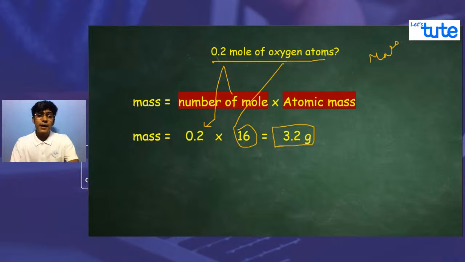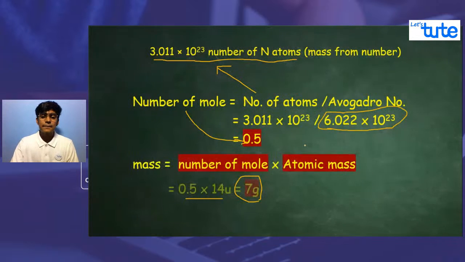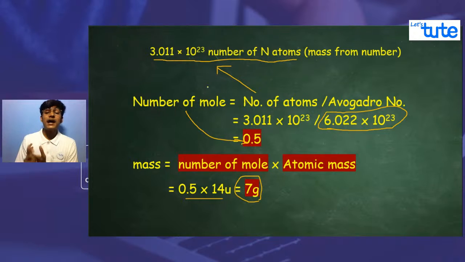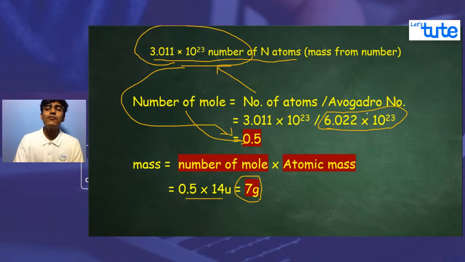Okay, so this was about how to find the mass of a particular element if the number of moles is given to us. Now, how can we find the mass if the number of atoms is given to us? Remember, if the number of atoms is given, you just find the number of moles. How can you find the number of moles? You simply divide it by the Avogadro number.